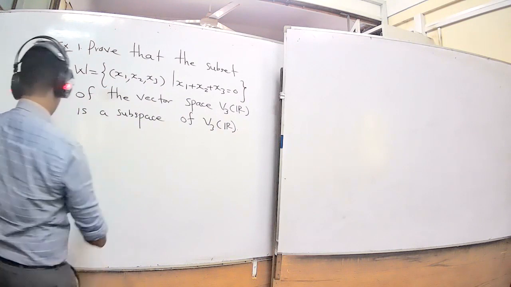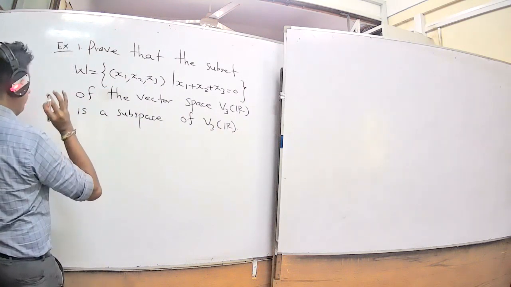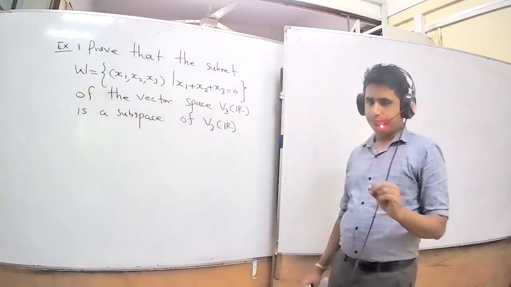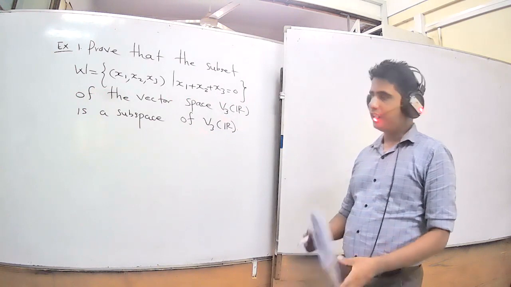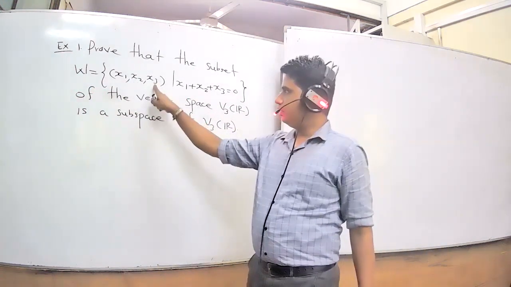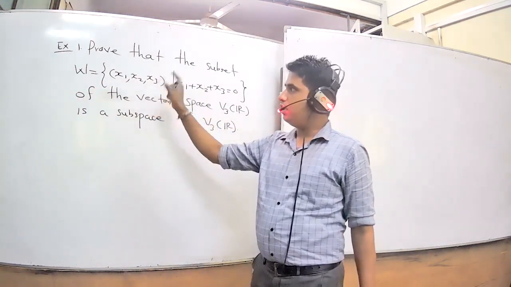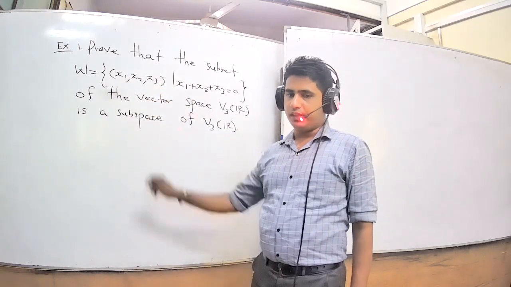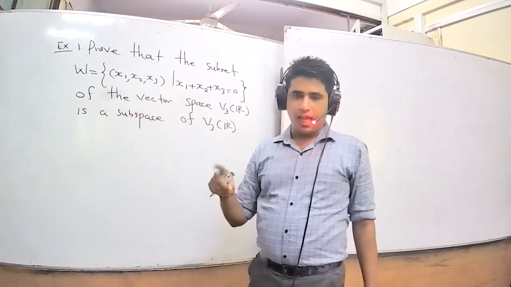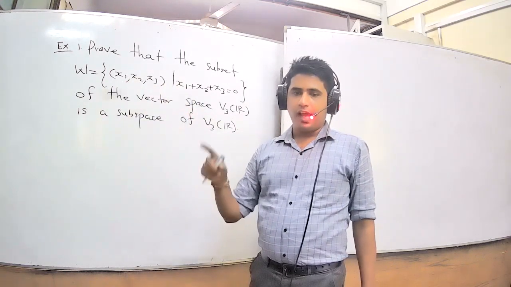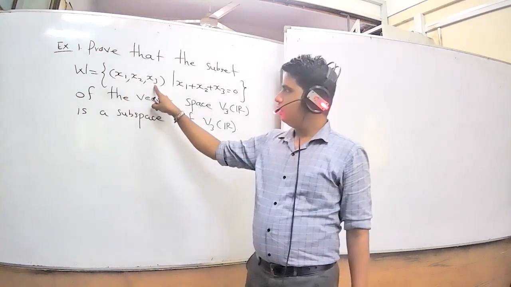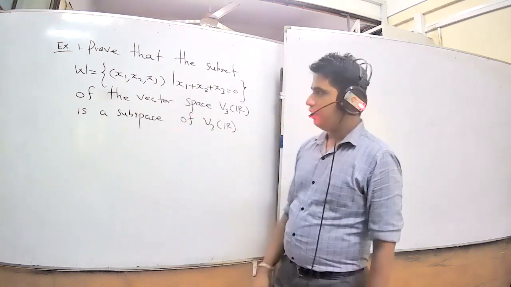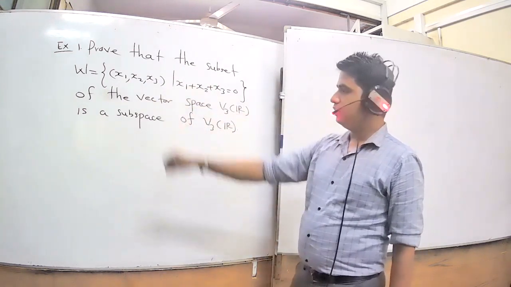So you want to check three things. First, this set is non-empty. Second, you take two vectors like (x1, x2, x3) and (y1, y2, y3), and their addition also belongs to this set. Third is scalar multiplication: you take a scalar alpha belonging to the real numbers, and alpha times (x1, x2, x3) also belongs to W. Then we can say that W is a subspace.